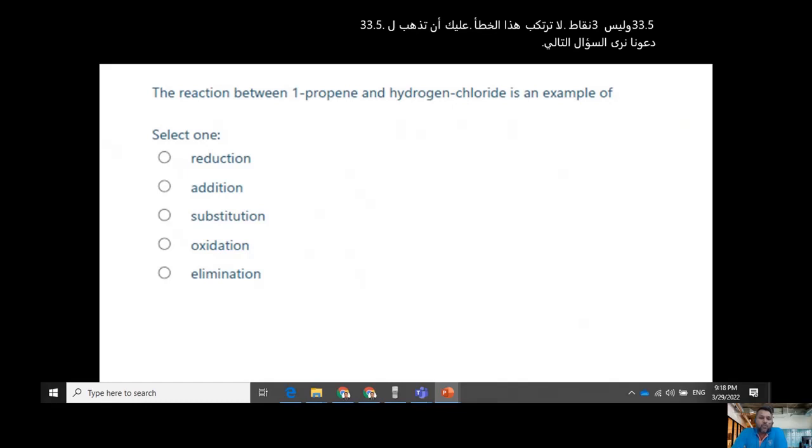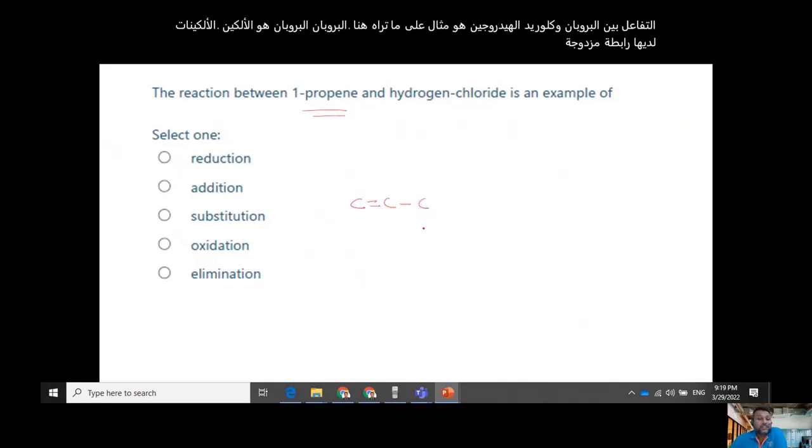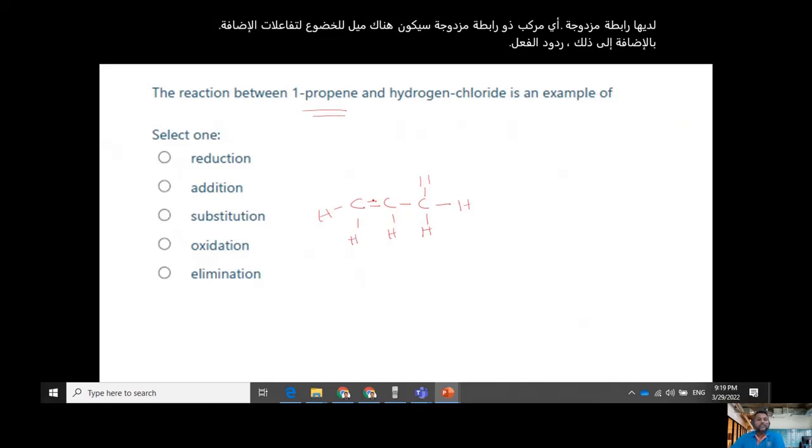The reaction between propene and hydrogen chloride is an example of what? You see here, propene. Propene is an alkene. Alkenes have a double bond. Any compound with a double bond, there will be a tendency to undergo addition reactions. In addition reactions, you see, this double bond will break.